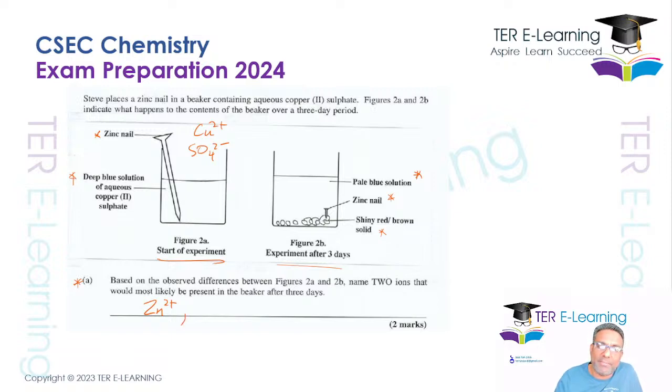At the same time, because the solution is still blue, you still have Cu2+ ions present here. They just said name 2 ions that will most likely be present after 3 days. So when they say ions, please put the correct ions. Don't just say Zn, or zinc, or copper. Put Zn2+, put Cu2+.